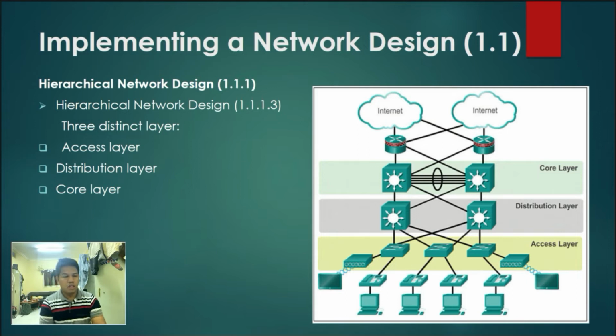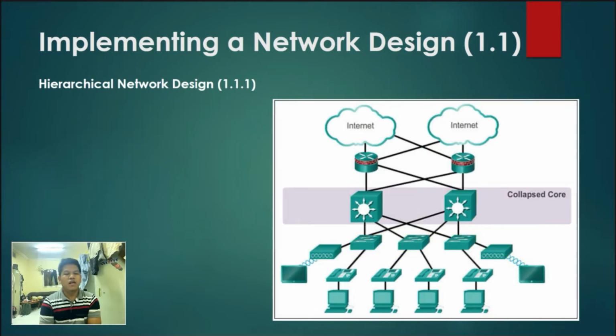Using these three distinct layers, which are the access layer, distribution layer, and core layer, the access layer provides connectivity for the users, while the distribution layer is used to forward traffic from one local network to another. And finally, the core layer is the high-speed backbone that connects networks. Each of these layers is designed to meet specific functions.